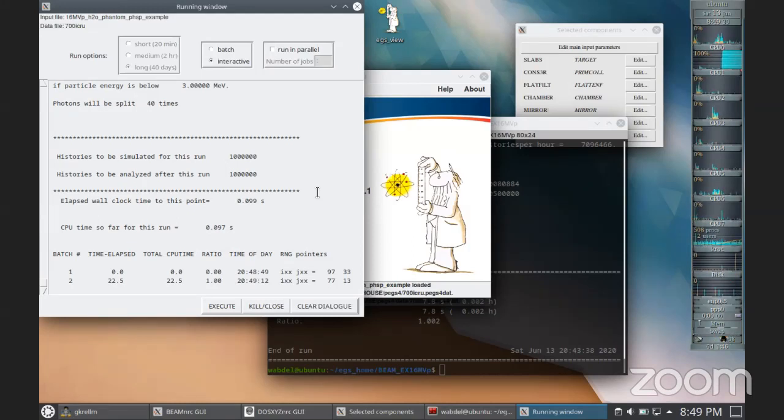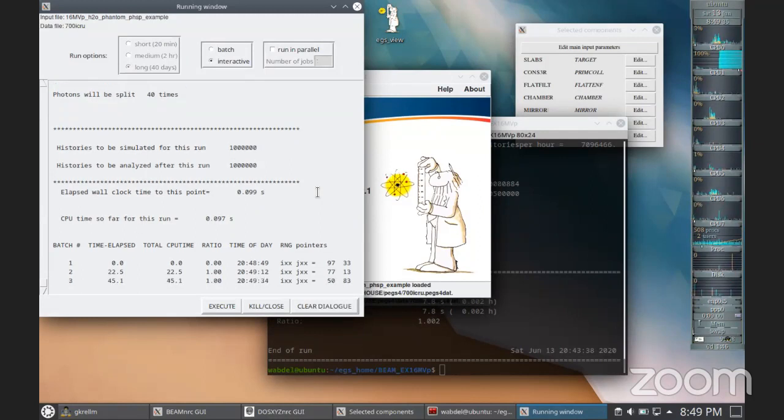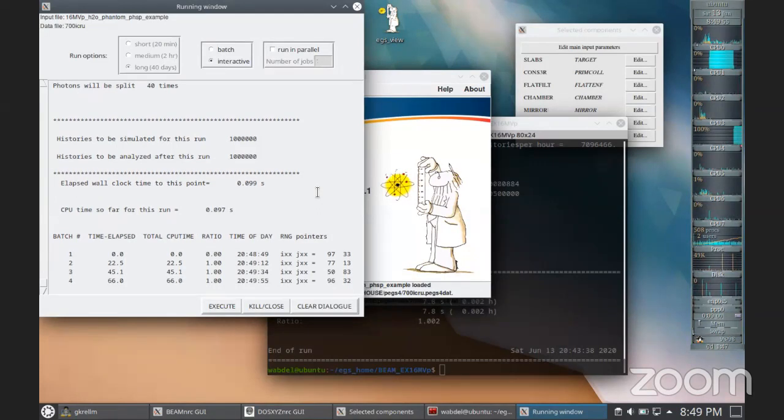For example, it's not necessarily the case that running more simulations of those XYZ histories guarantees you're going to get a lower uncertainty. Because if you have a small number of particles in the phasespace file, that's a problem. That's why they have this other option. I'm going to wait for the simulation to finish.